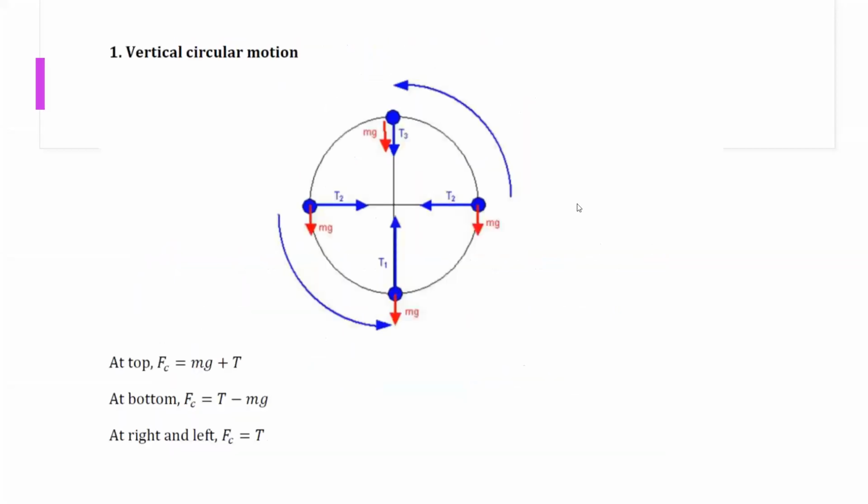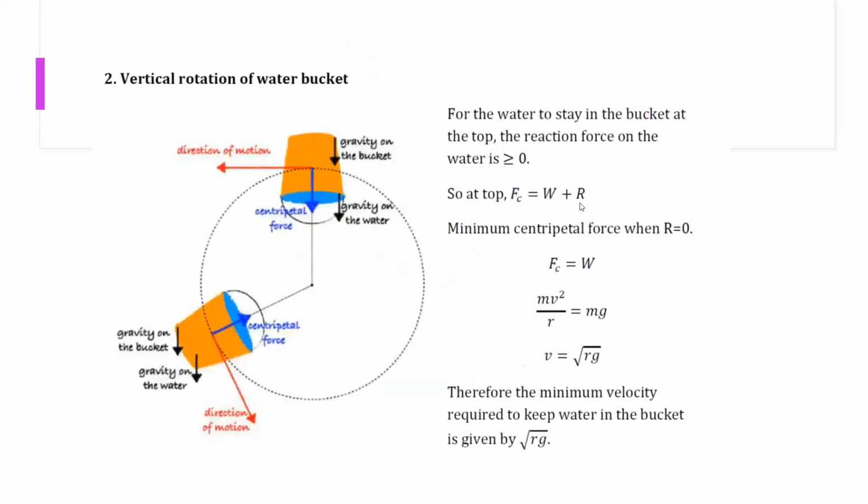So this is the same example for a vertical motion, an object moving in a vertical circle. Example: a vertically rotating water bucket. It also uses the concept of physics. Let us explain why, if for example a bucket is filled with water, the water is not falling at this position.